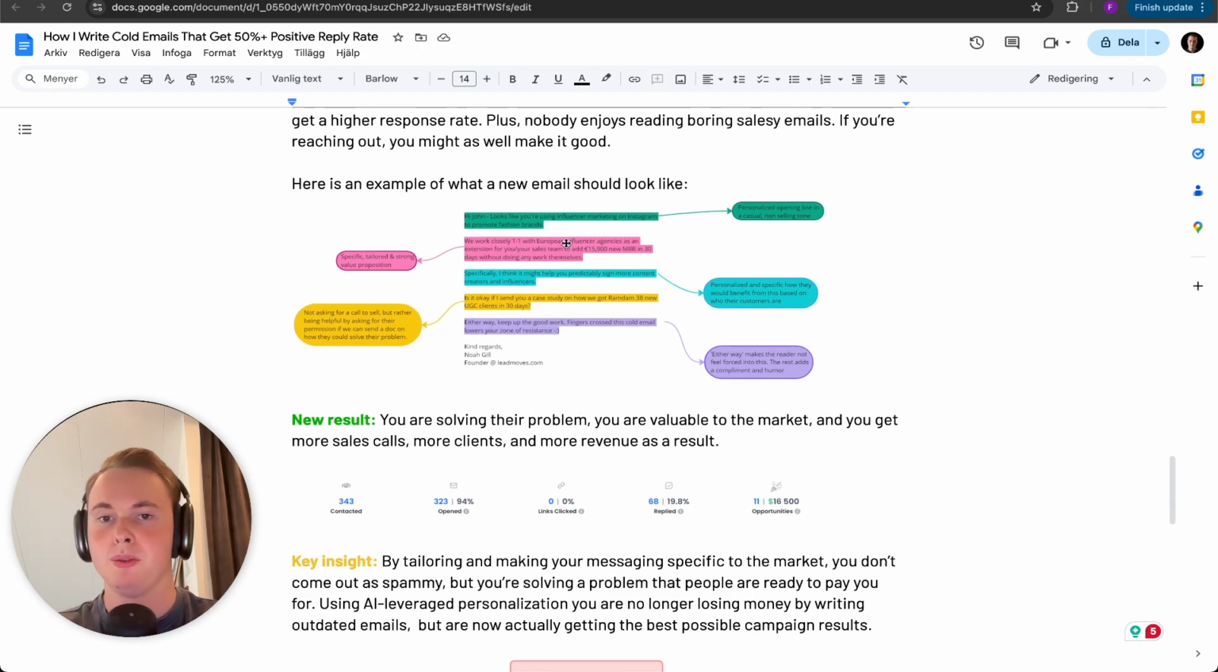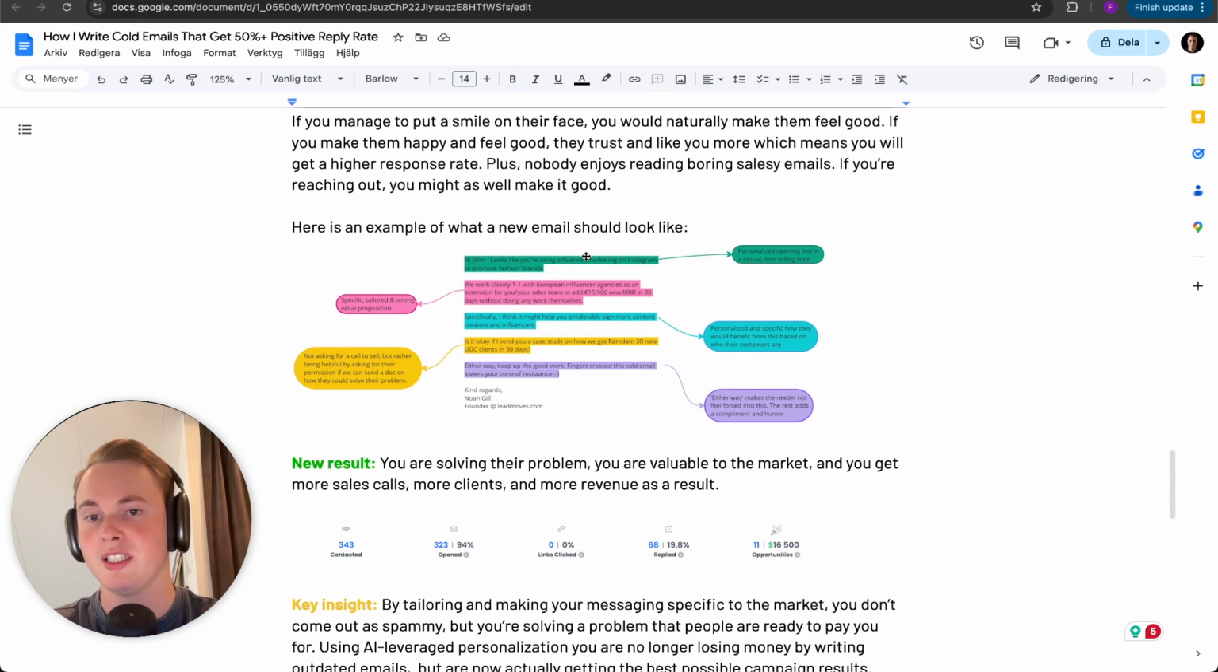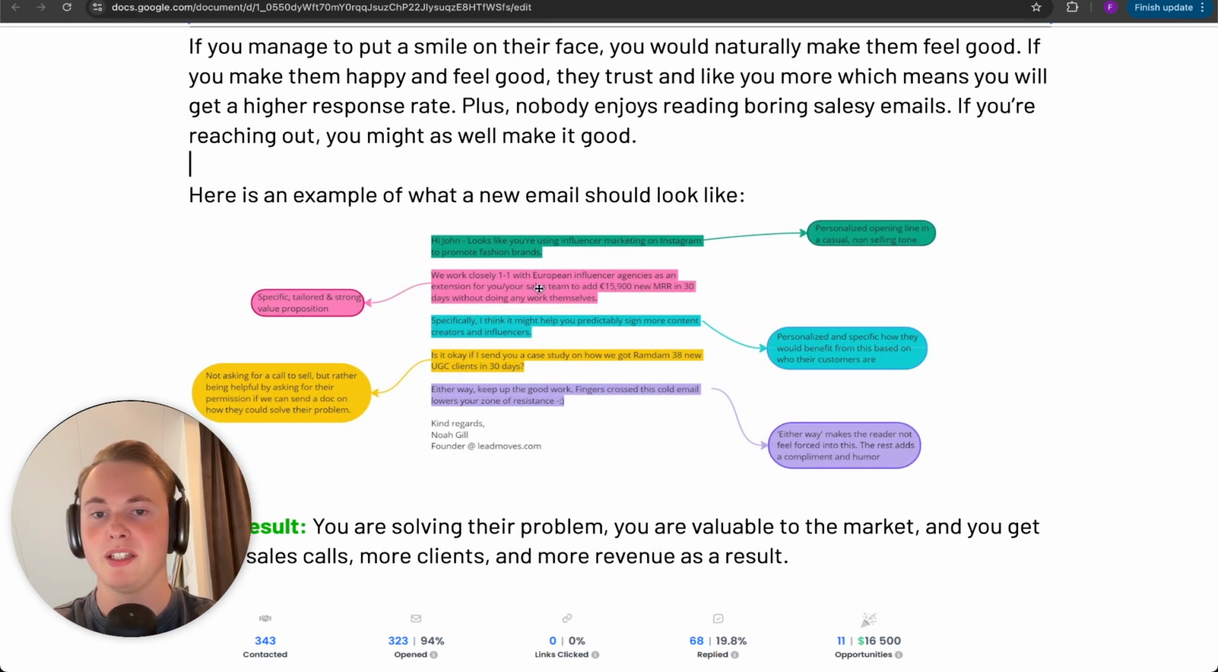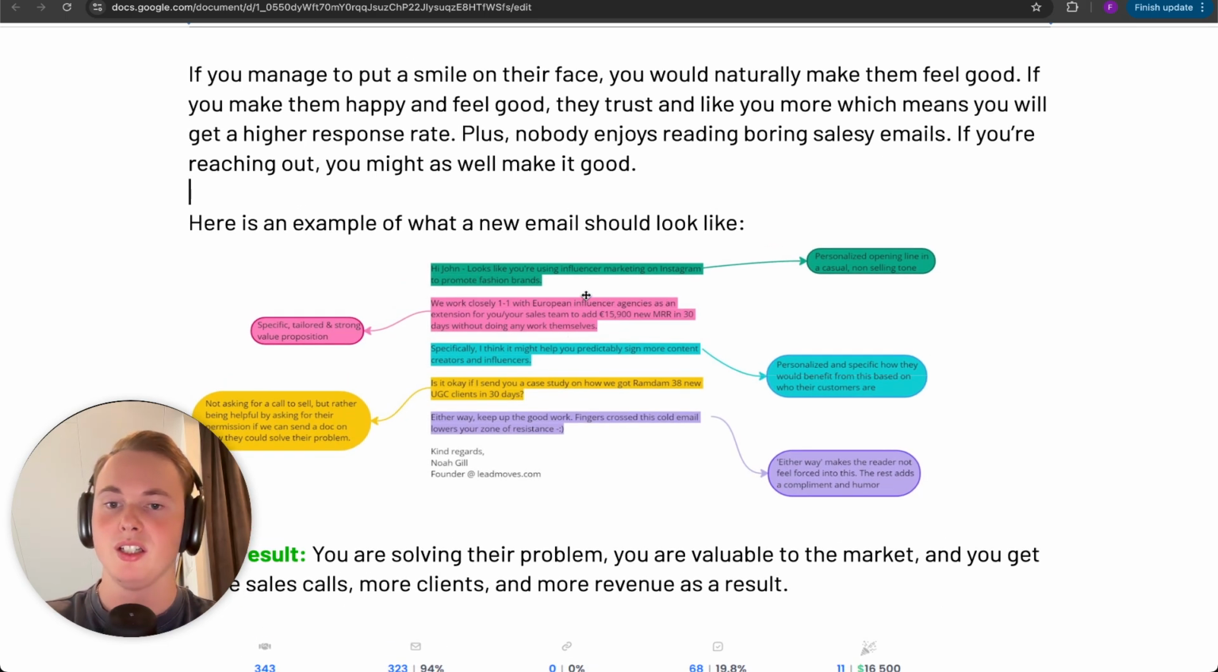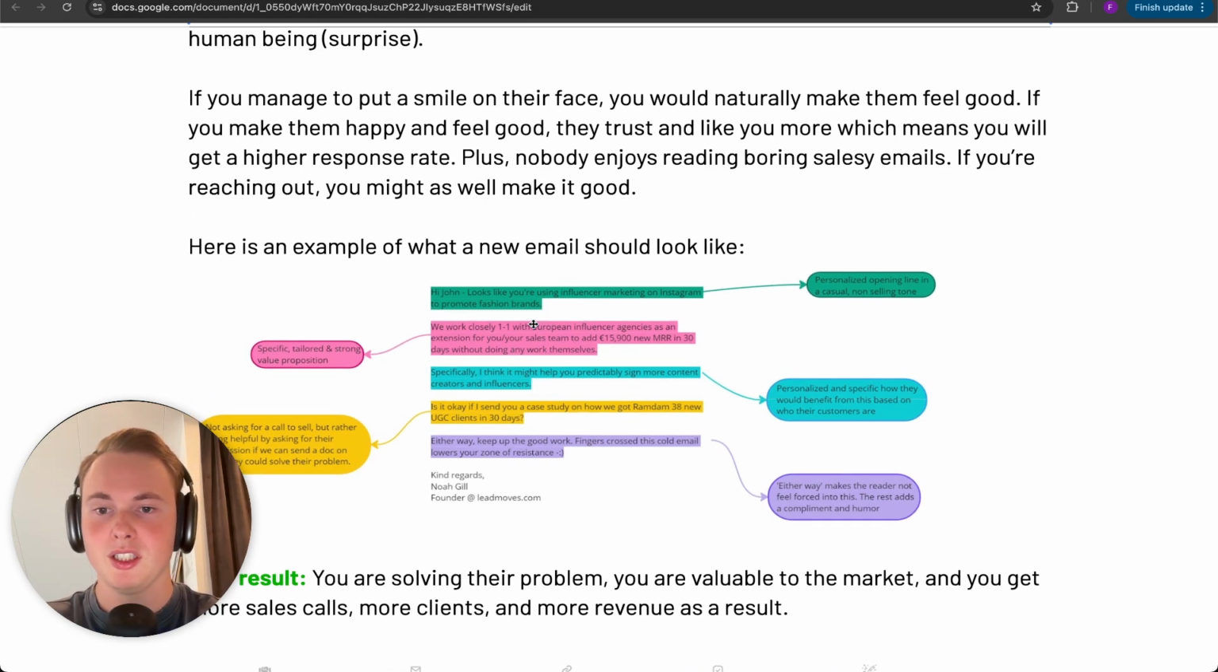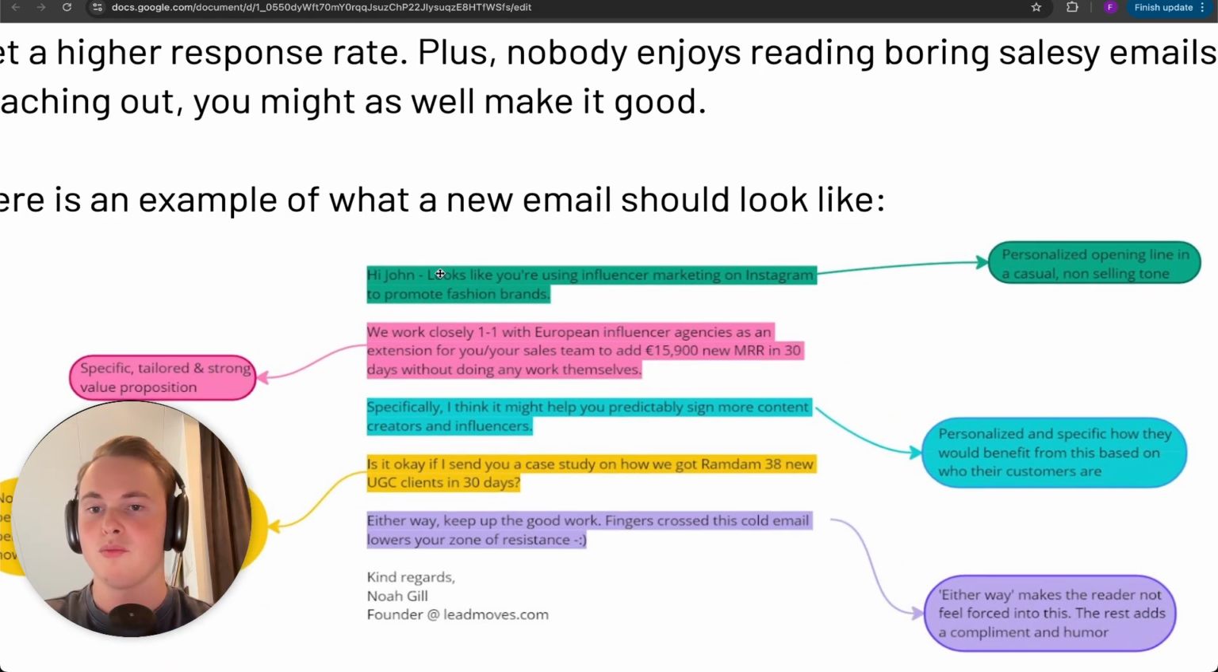Here is an example of what a new email should look like, or could look like. This is copy that I use for myself that actually resulted in a 4K retainer deal from only 500 emails sent, which is pretty good. So we start off by having an opening line. Hi John, looks like you were using influencer marketing on Instagram to promote fashion brands.